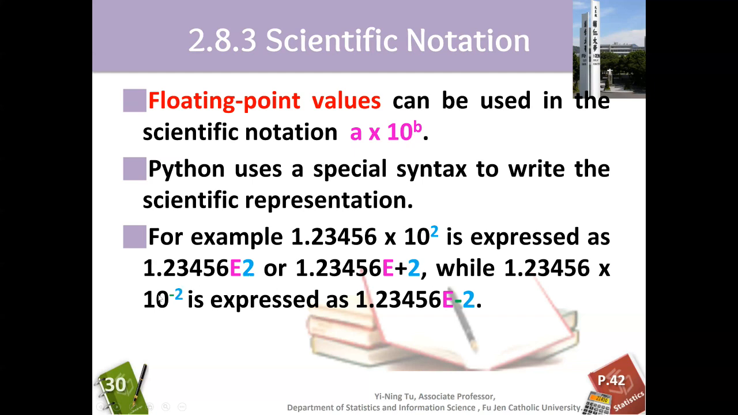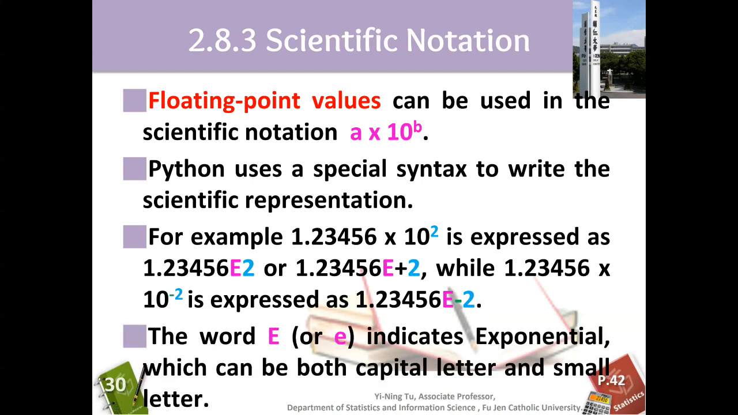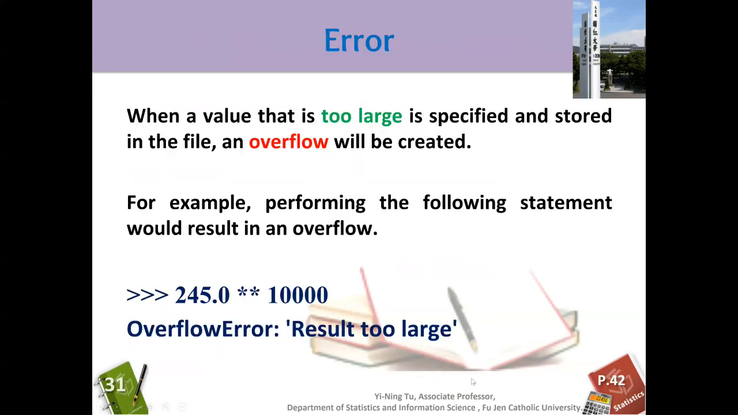While if you use a negative or minus, you can use E-2. Then we will know the exponential is -2. So it is smaller, 100 times smaller. The letter E, capital or small, indicates exponential. Both capital and small letters are acceptable here in Python.